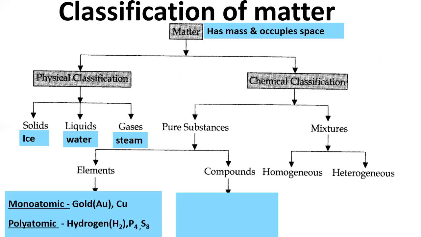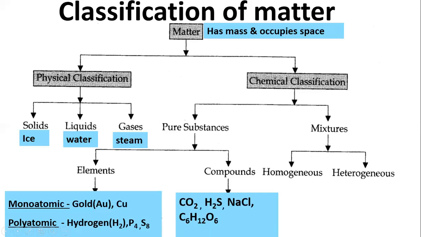Next comes polyatomic. Polyatomic means it is made up of more than one atom. See here hydrogen. In this, hydrogen is H2, which means two atoms of hydrogen. And here phosphorus and then sulfur. These elements are made up of more than one atom, so they are said to be polyatomic. The word poly refers to more than one, mono refers to one or single, and poly means more than one.